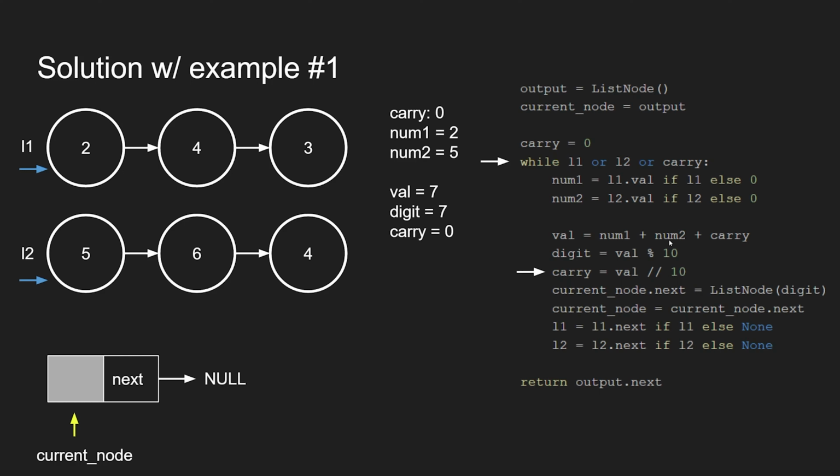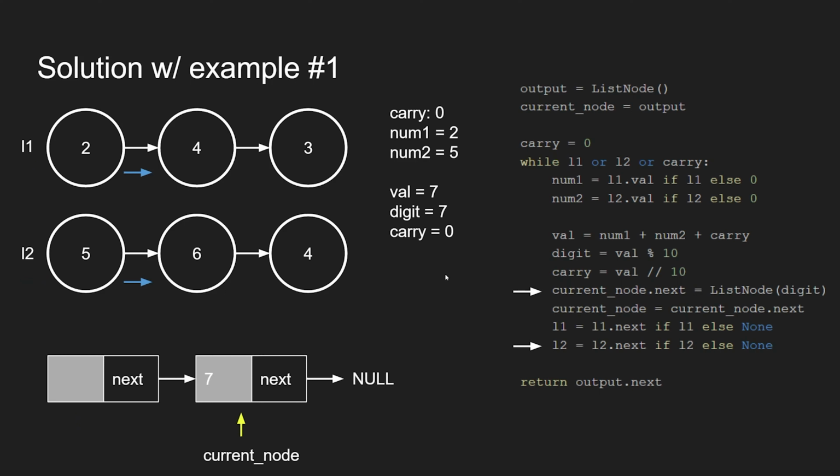And then we just do addition. So we add the numbers num1, num2, and carry, which is 0 for the first one, but it could potentially increase in the future loops. And now we isolate the digits. So the digit here is value mod 10, which gives you 7. And the carry is value divided by 10, rounded down. So that's 0. So the digit is actually what we want in the node.